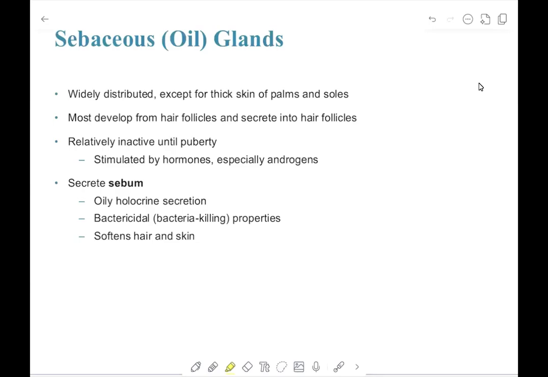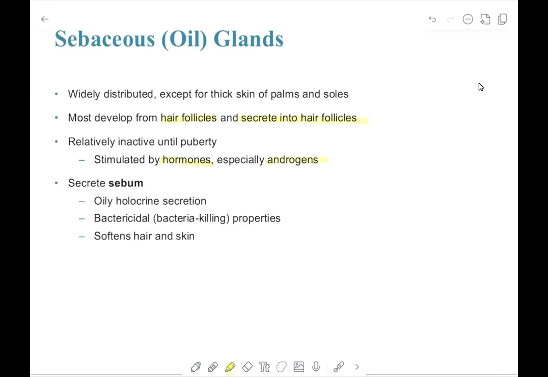The next group of glands we saw earlier in the last video are the sebaceous or oil glands, and they're widely distributed except for the thick skin of the palms and the soles. So they're going to be everywhere else, and most of them develop from hair follicles and secrete into the hair follicles. So this is what's going to account for oily hair. They're relatively inactive until puberty, just like the sweat glands as well. They're stimulated by hormones, especially androgens.